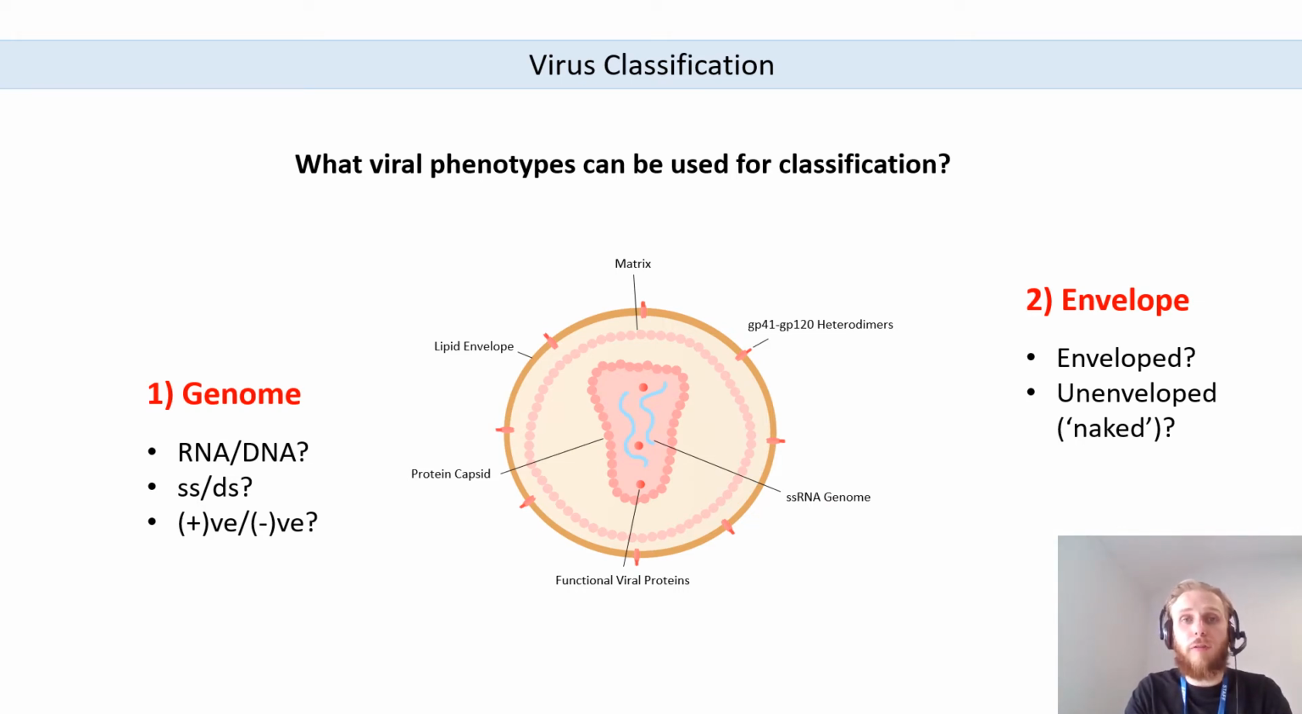So overall, phenotypic classification is actually quite simple. We're just looking at the type of genome, and then we're also looking at whether or not the virus has an envelope. And again, the envelope feature used as classification is really, really useful because it impacts how viruses interact with the cell, how they replicate, and impacts what therapeutic agents we can use.